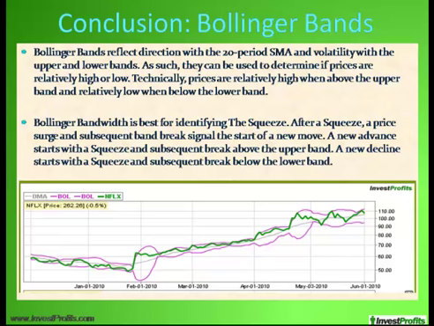Bollinger bandwidth is best for identifying the squeeze. After a squeeze, the price surge and subsequent band break signal the start of a new move. The new advance starts with a squeeze and subsequent break above the upper band. A new decline starts with a squeeze and subsequent break below the lower band.